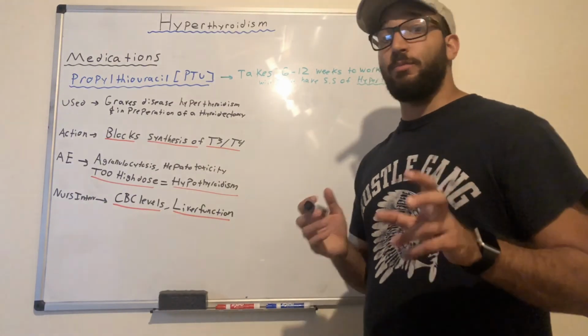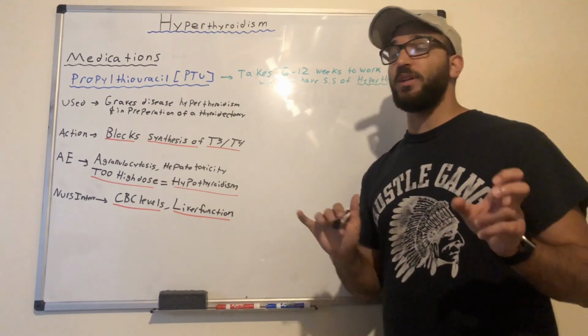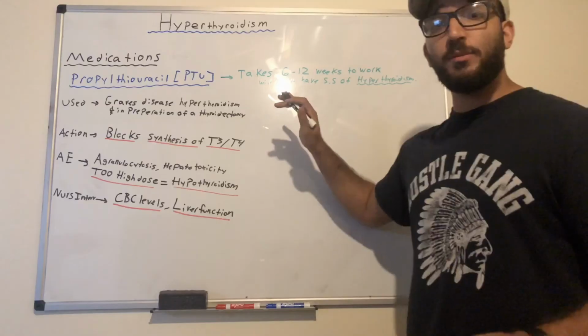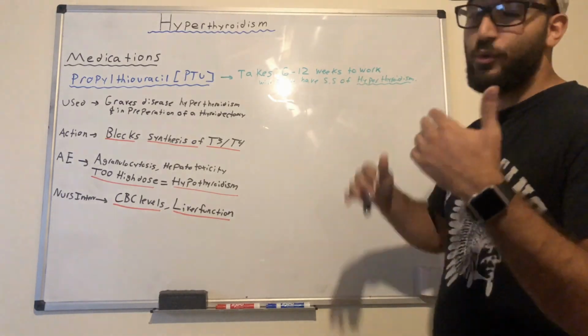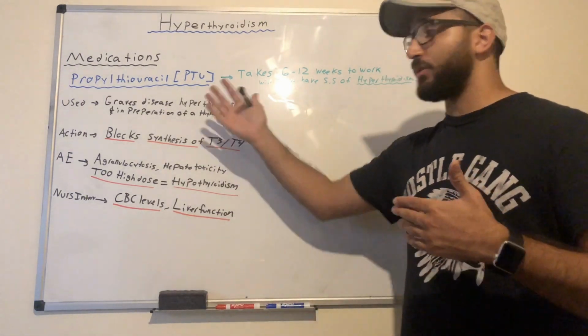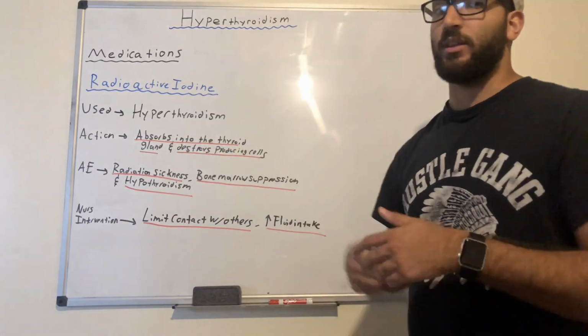Also, something that's very important to mention and to educate the patient is that it takes 6 to 12 weeks for this medication to actually work. It's important to educate the patient that they will be living with hyperthyroidism for approximately 6 to 12 weeks until this medication works. So the next medication for hyperthyroidism is radioactive iodine.